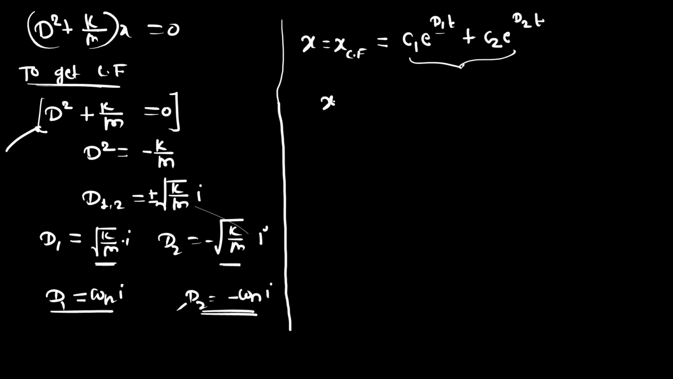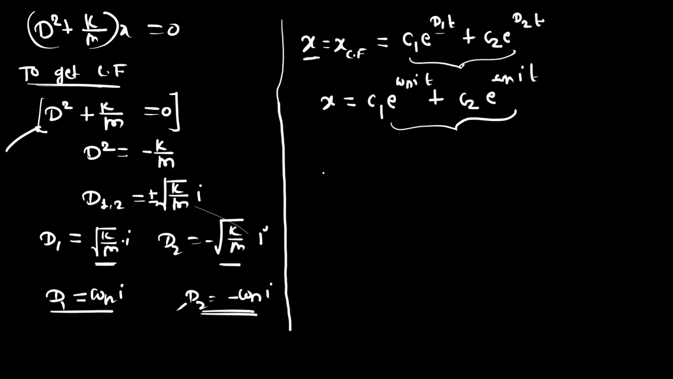So your complementary function, or total solution x, because there is no particular integral, is x equal to c1 e raised to omega n i t plus c2 e raised to minus omega n i t. Now this equation is in the exponential form, so we will convert this into cosine and sine functions, that is, the trigonometric functions.